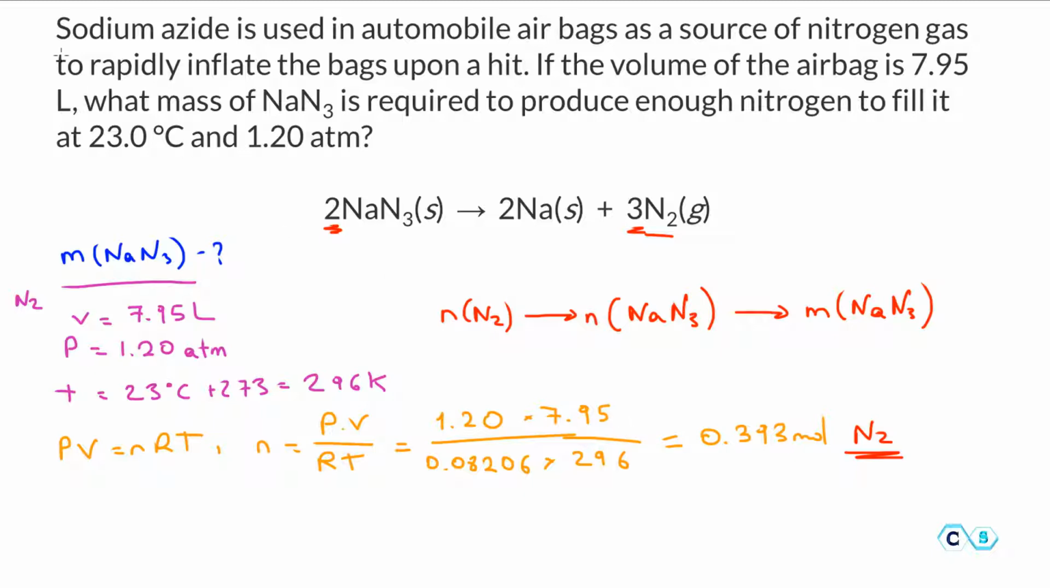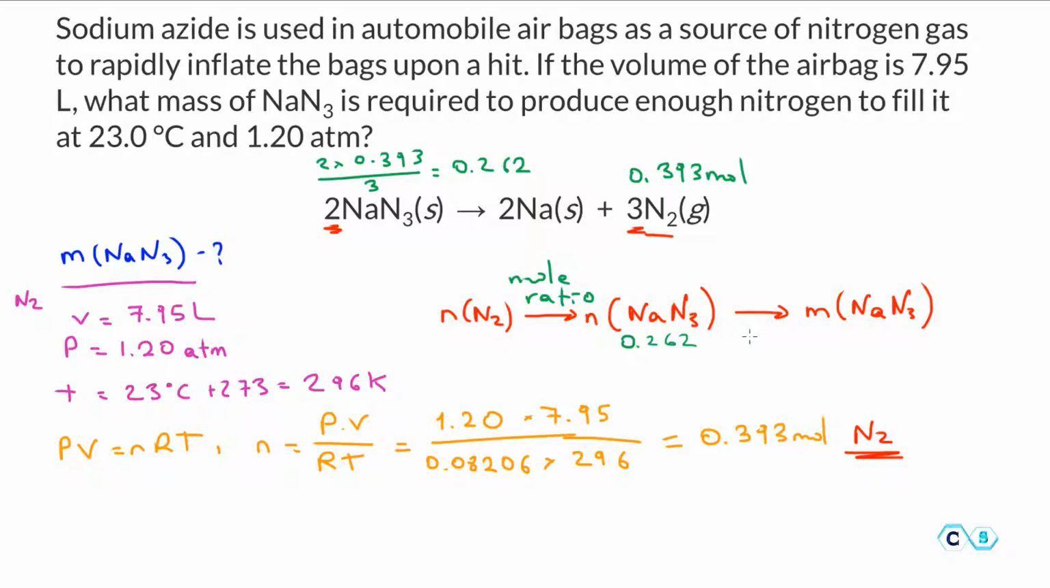Now we're going to put this number, the moles of the nitrogen, on top of it in the chemical equation so that we can use the mole ratio to find the number of moles of sodium azide. The mole ratio here is determined based on these coefficients. So 0.393 is the moles of the nitrogen, and based on the mole ratio, we can write down that the moles of the sodium azide is equal to 2 times 0.393 divided by 3. So let's multiply and divide. We have 0.262 moles of sodium azide, and we only need to do one more step.